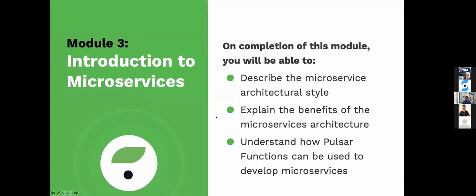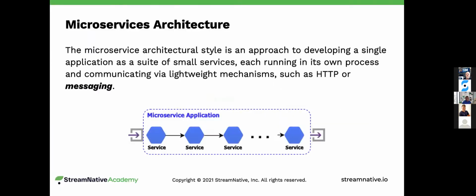So let's focus a little bit on microservices and just reiterate what the architectural style is, some of the benefits that it hopes to achieve, and hopefully how Pulsar Functions can help you develop these microservices. I'm sure most of you are familiar with what microservices are. It's been pretty prevalent in the application development community for almost a decade now.